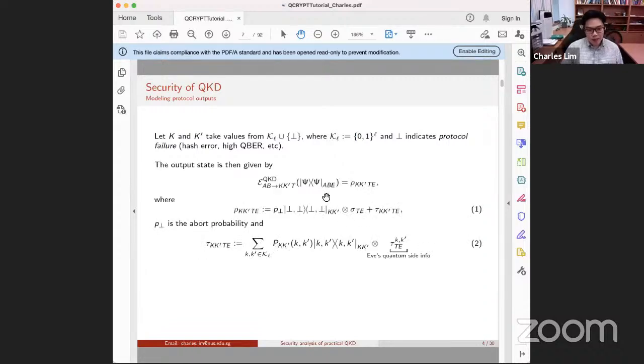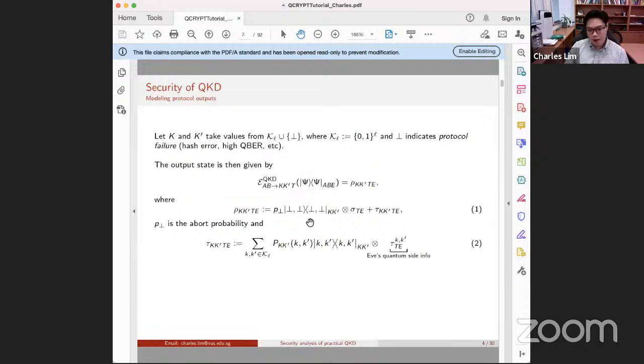So the output state, when you apply the generic map or the QKD map to the purified state owned between Alice, Bob, and Eve, this is the state which they will own at the end of the day. And what is different from before is that you see that the classical registers being held by Alice and Bob, right, they could be entangled or they could be correlated with Eve's quantum side information. And we define this state using equation 1.